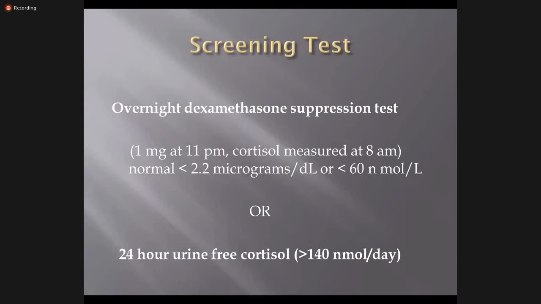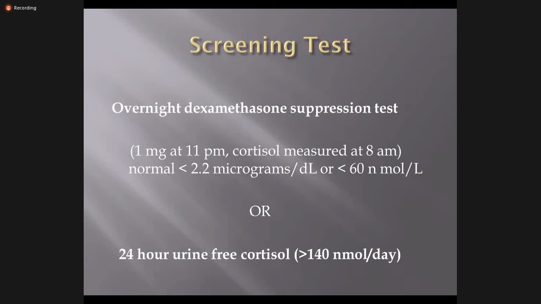For example, one example of a stimulation test is the ACTH stimulation test, which is used for the diagnosis of Addison's disease. But in Cushing syndrome, because the hormone is secreted in excess quantity, we have to use a suppression test. We give the same hormone externally and look at the suppression. So, two screening tests: the overnight dexamethasone suppression test and the 24-hour urinary free cortisol. These are the screening tests.